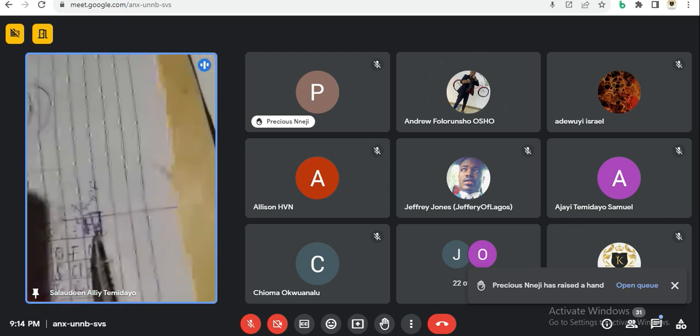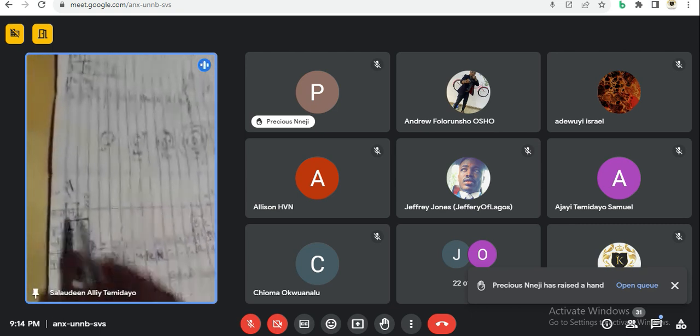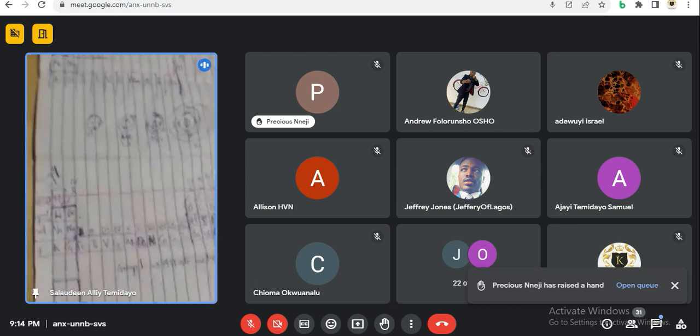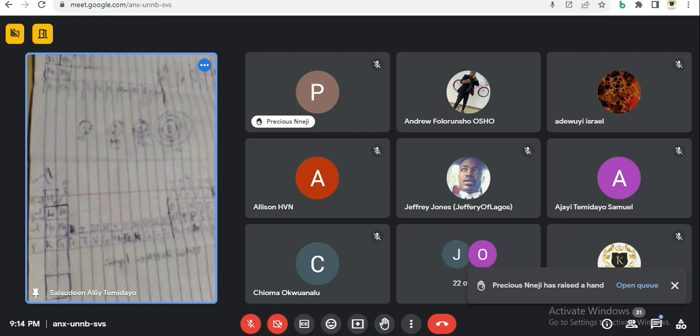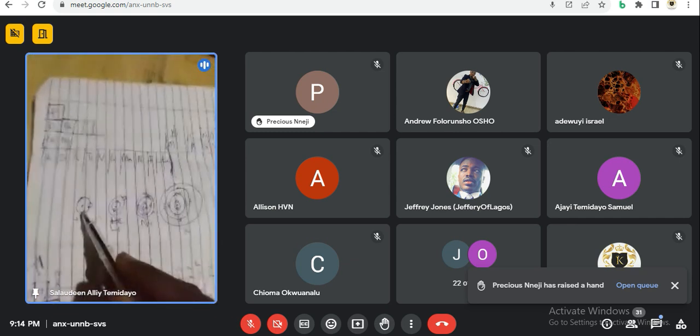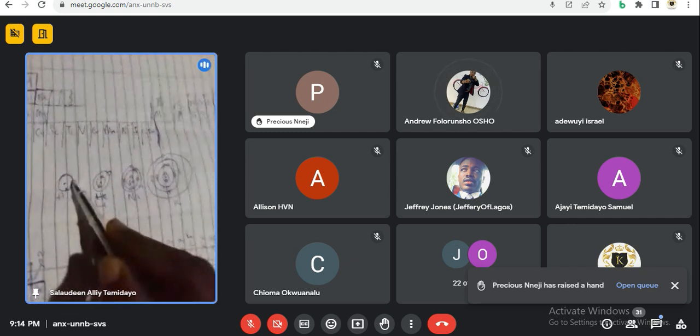Yeah, and I have helium there in the first period. So they will have the same number of shells. Since they are in the first period, that means they will have just one shell each. Hydrogen has just one shell. This is only the K shell.